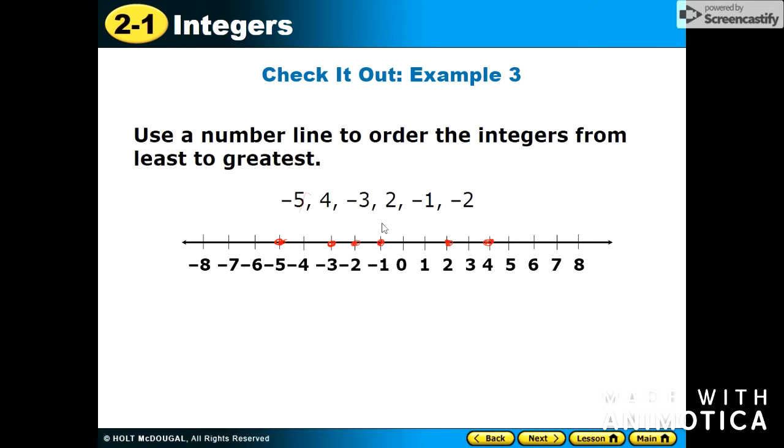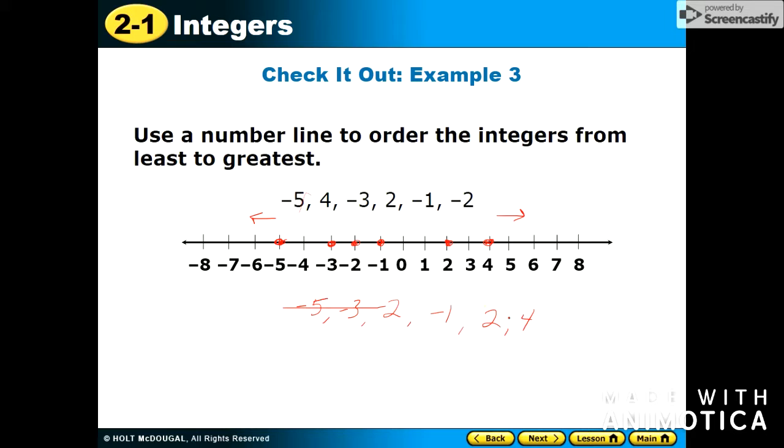And now I can really easily see that numbers furthest to the left are smaller and numbers further to the right are my greatest. So if I were to order these from least to greatest, it'd be negative 5 is furthest to the left, and then it's negative 3, and then it's negative 2, negative 1, 2, and 4.